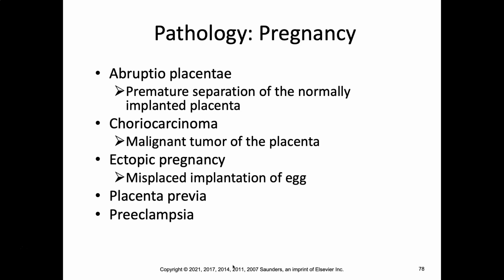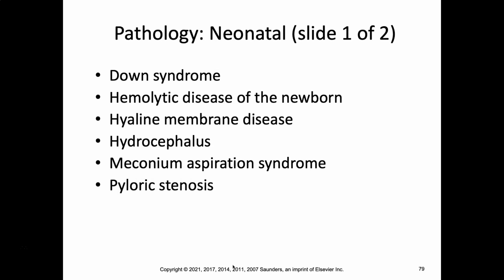Preeclampsia, that's very high blood pressure during pregnancy, and that can lead to all sorts of really bad things. Down syndrome affects the baby. Hemolytic disease. Now think about hemo and lytic. When we get to the blood system chapter, we might talk about this a little bit more, but it basically means that the blood cells are not doing what they're supposed to be doing. There's hyaline membrane disease, hydrocephalus.